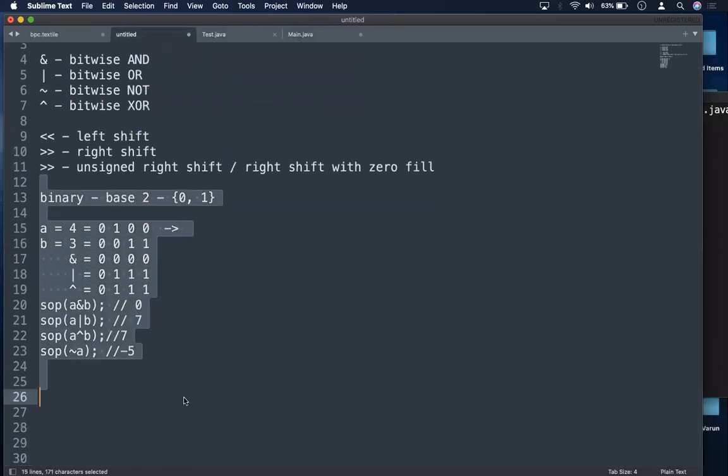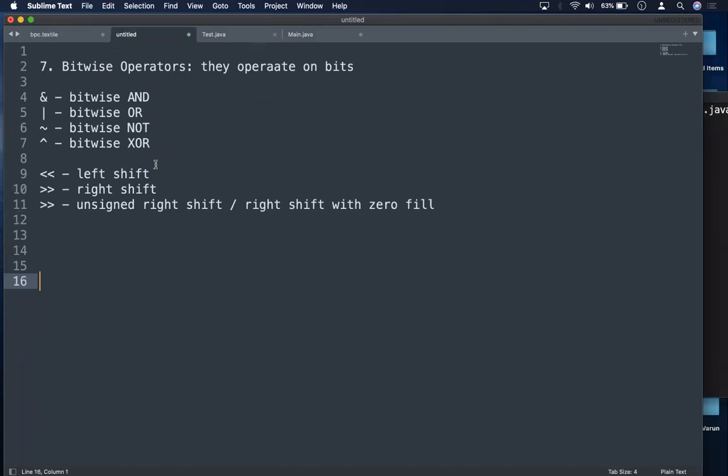Okay, so let's understand the other operators here. They are shift operators. We have a left shift, a right shift, and an unsigned right shift. Let's understand the left shift. I'm taking the same value, a equal to 4, and that is going to be 0 1 0 0. When you give a number, it gets stored in a register. That register may be an 8-bit, 16-bit, 32-bit, or 64-bit register.